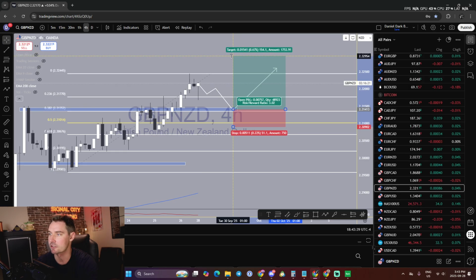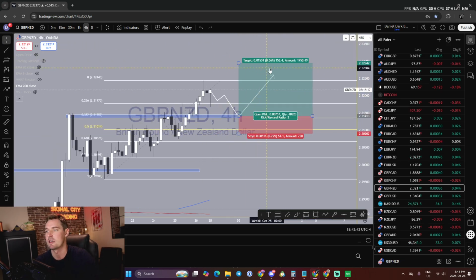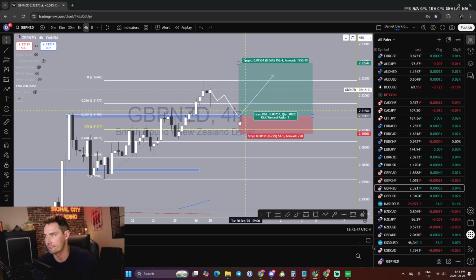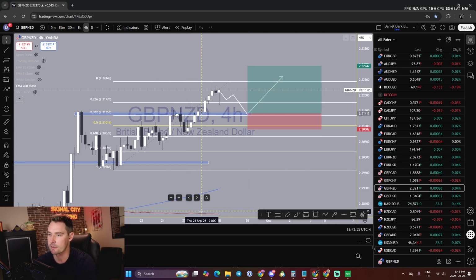I always like to start at 1 to 3 and then kind of manage it as I go. Because it's swing trading so slow, you can manage it day by day, usually. So that's not too bad right there. So that's kind of like GBP NZD ideal setup for me.